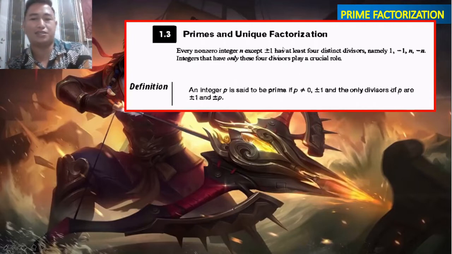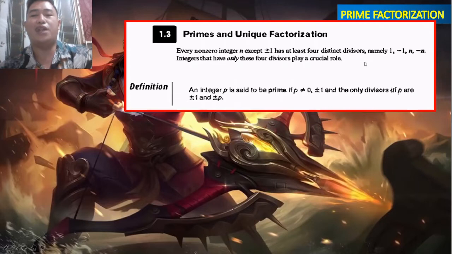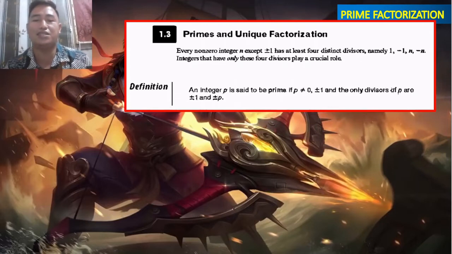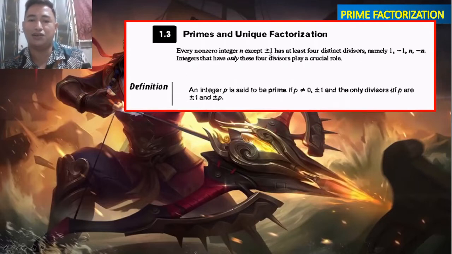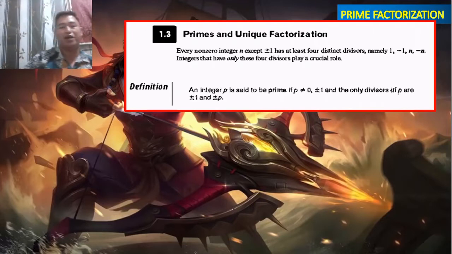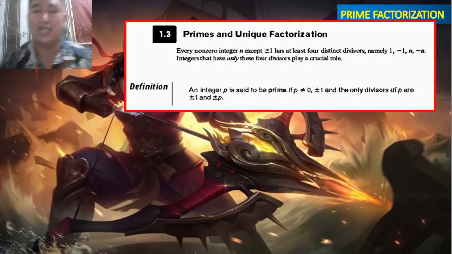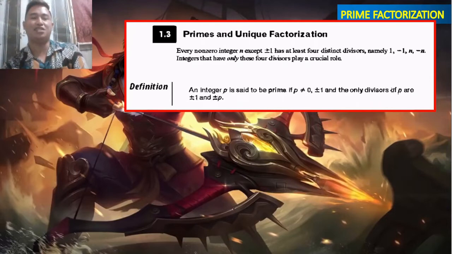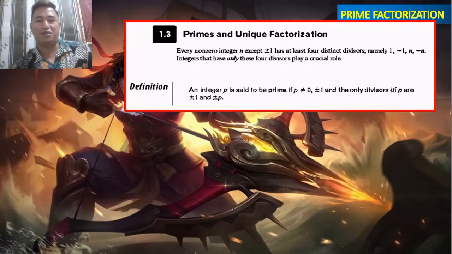So, muna ni siya class. Kinsa ka class kung 4 lang. Diba ka nakabatan ni class kay at least 4 ang non-zero integer n, at least 4 distinct divisors. Pero kung sila lang jud upat class, ang tawag din na nila is prime. Tara, definition. An integer p is said to be prime.